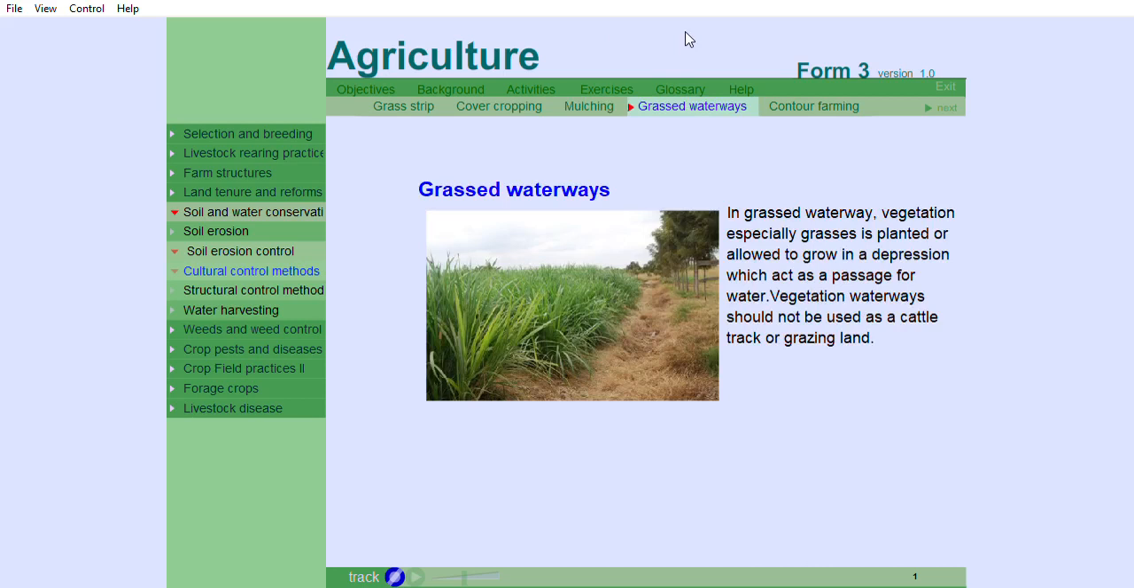Grassed waterways. In a grassed waterway, vegetation, especially grasses, is planted or allowed to grow in a depression which acts as a passage for water. Vegetated waterways should not be used as a cattle track or grazing land.